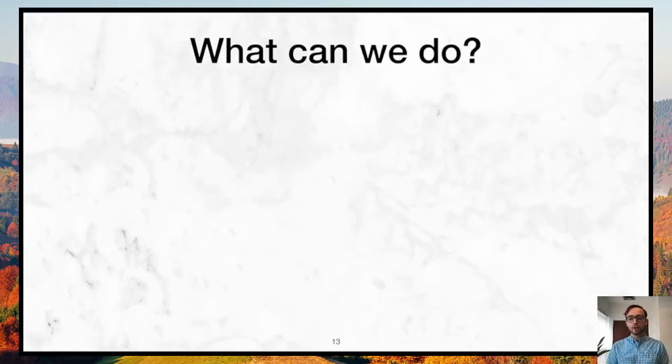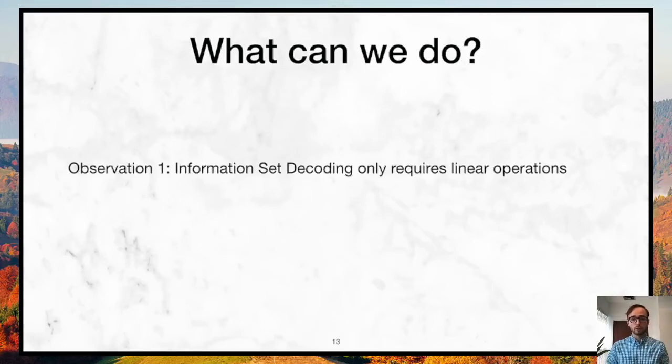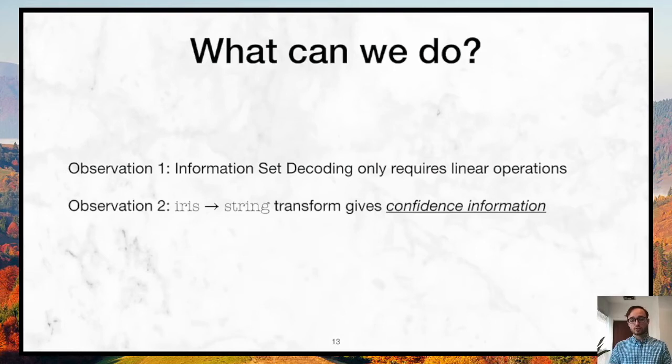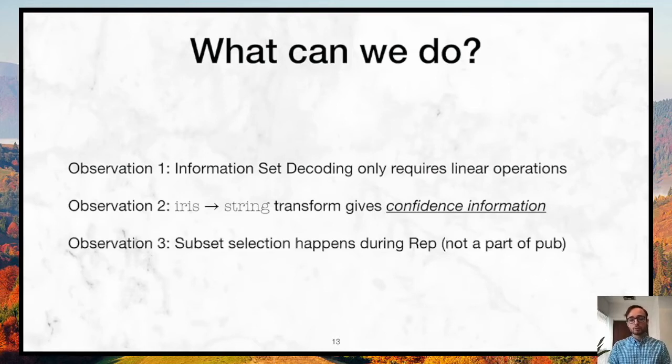Well, we have three observations that we can work from. The first is that information set decoding requires only linear operations. The second is that this transformation from iris to string gives us what's called confidence information, and I'll introduce that in the next slide. The third observation is that the subset selection for information set decoding happens during Reproduce. That is, the subset selection does not have to be a part of the public parameters.